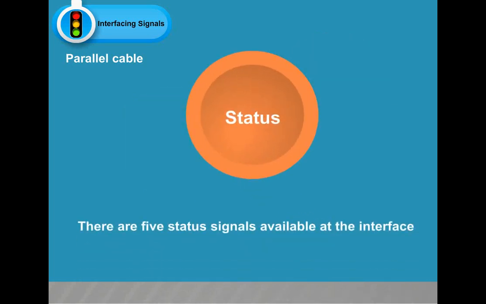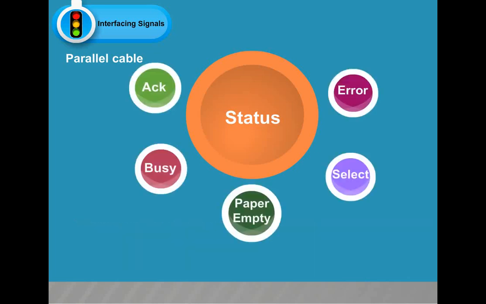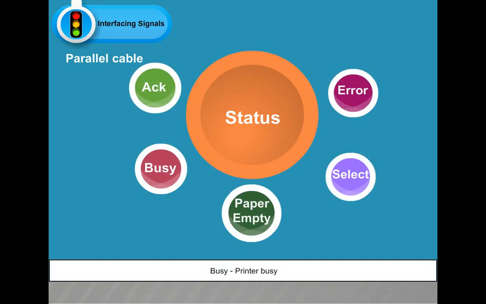Status. There are 5 status signals available at the interface. They are ACK, transfer complete, busy, printer busy, paper empty, paper not available, select, printer select, error, error detected. Printer readiness is indicated through the parallel interface by a set of signals called status lines.